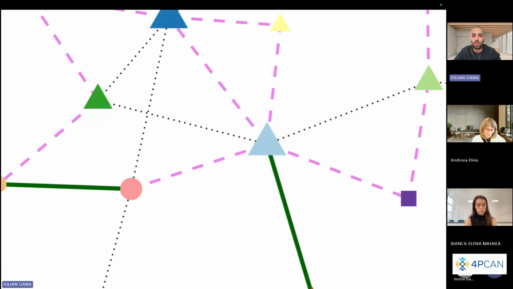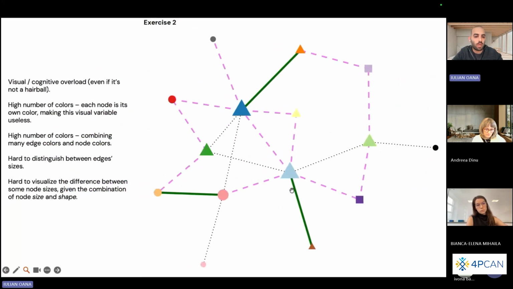But come on, it's very hard. Visualizations should be intuitive from the moment you look at them, right? So, a high number of colors for nodes. Basically, each node is its own color, which makes this visual variable useless, right? Because the purpose of color is to denote communities, groups, subgroups, what have you. But here, if you have a lot of colors, then colors become useless.